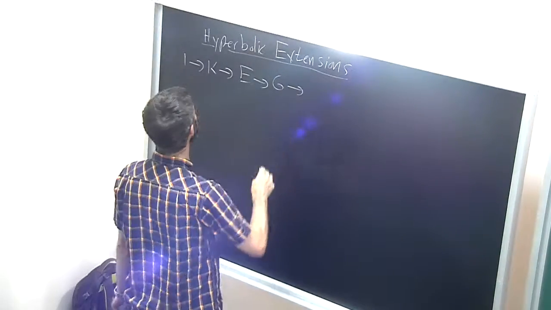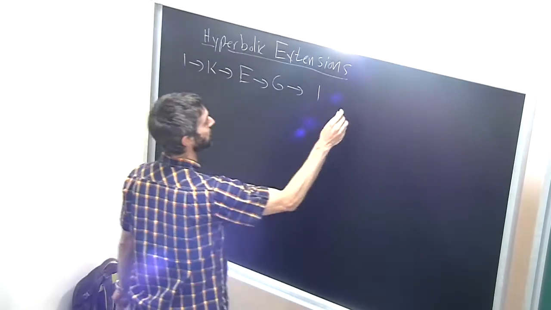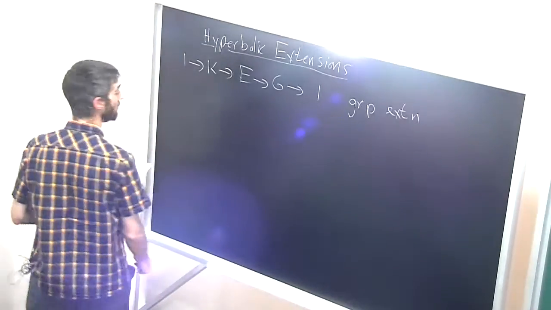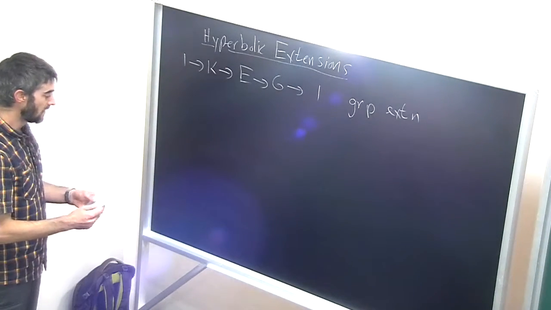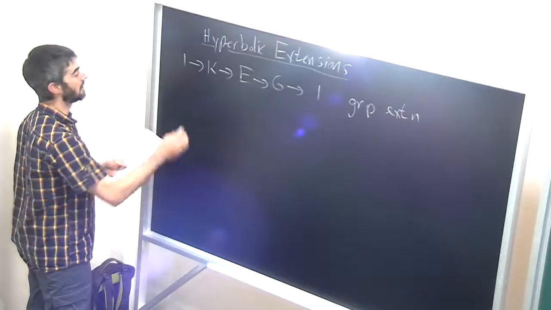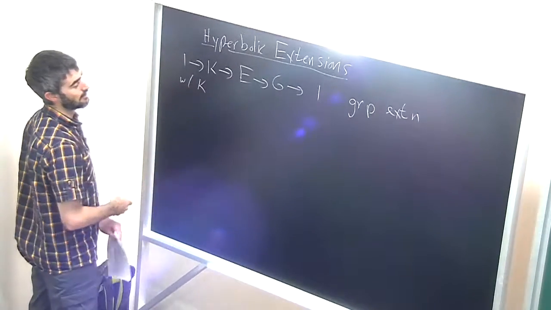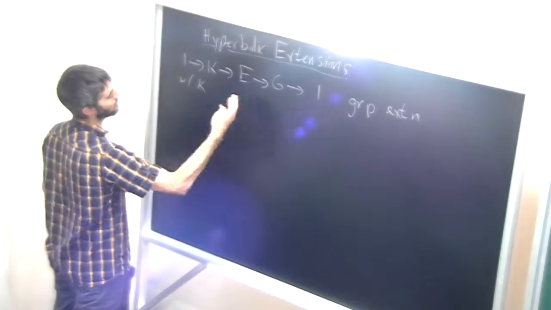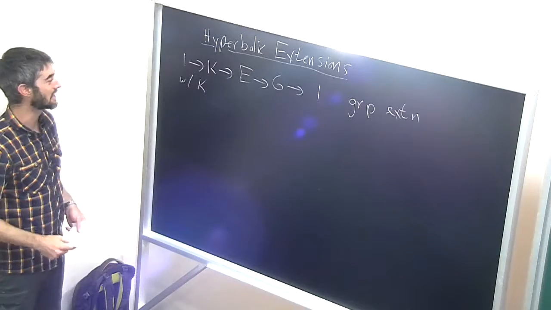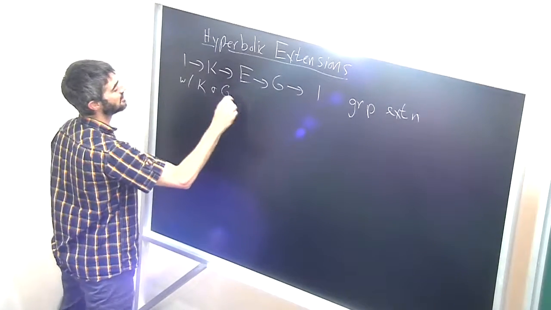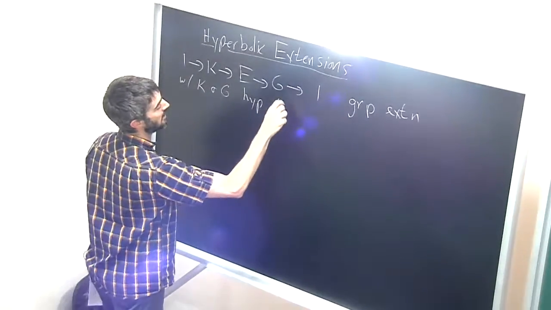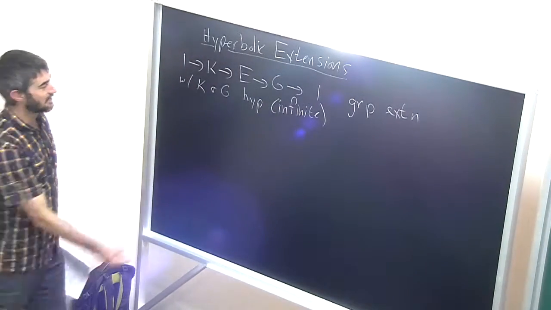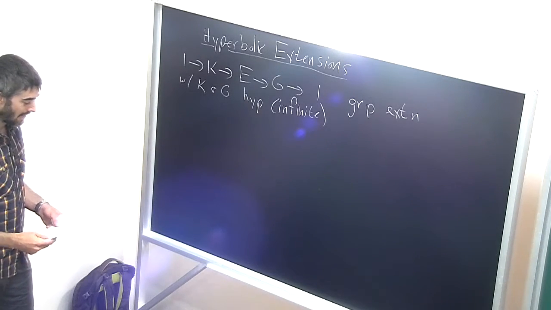I think I'm changing the names of my letters. OK, so this is a group extension. And let's suppose that, so remember the general question about hyperbolic extensions is you have some groups and you want to combine them in some way and maybe get something hyperbolic. So let's assume that K and G are hyperbolic and also infinite, otherwise kind of boring. OK, and the basic question again is when is E maybe a hyperbolic group?